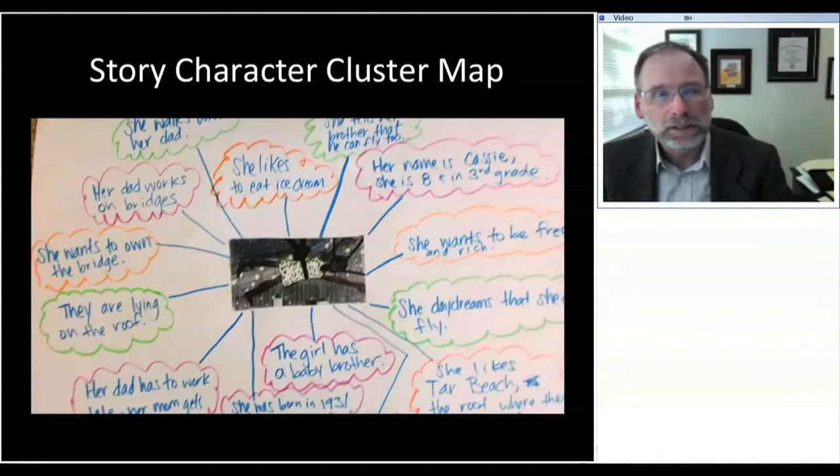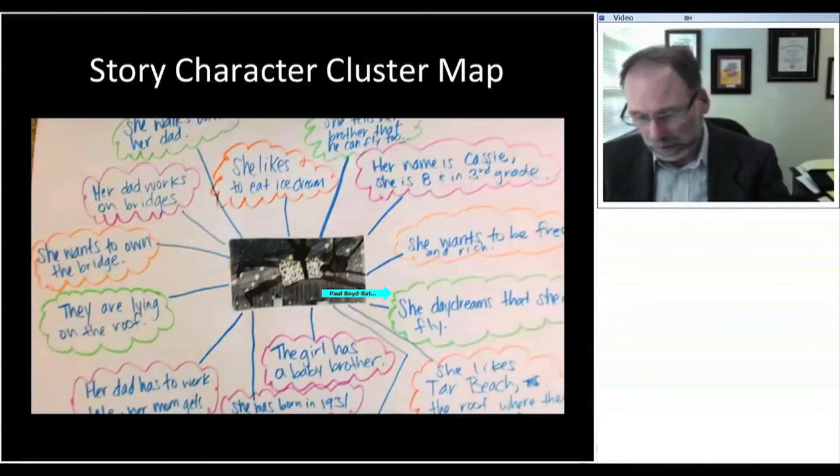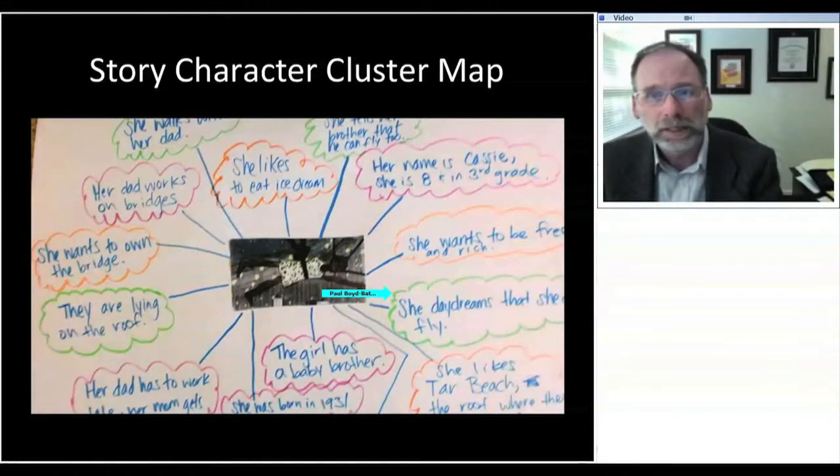And you'll notice here that some of the clusters are red, some are orange, and some are green. If you look closer at these, what the teacher has done, after the ideas of each student have been talked about, is group the ideas according to similar things. Look at this. Here's a green one where it says they are lying on the roof. Is there something else about the roof? Well, here she dreams of flying from the roof.